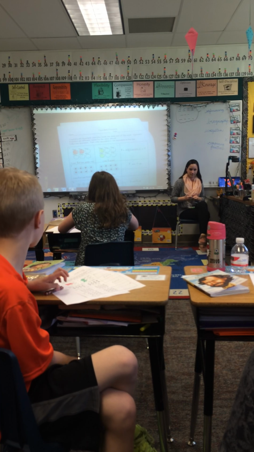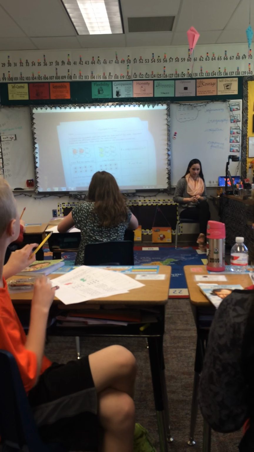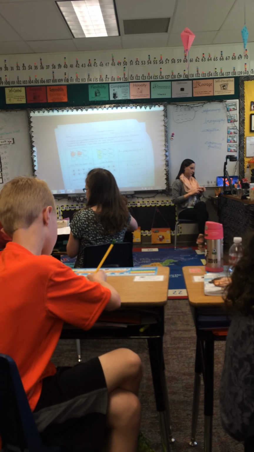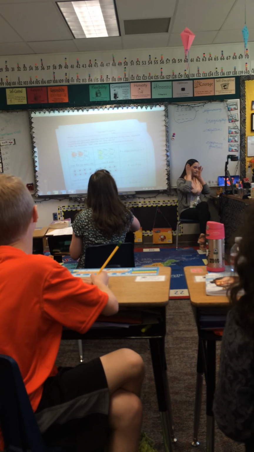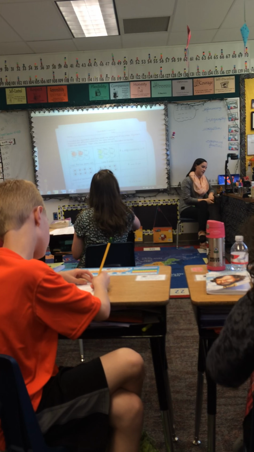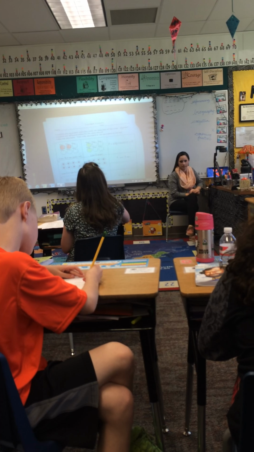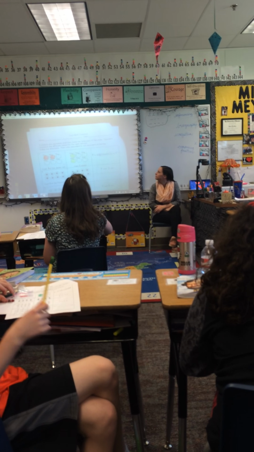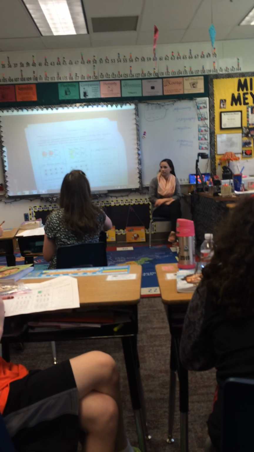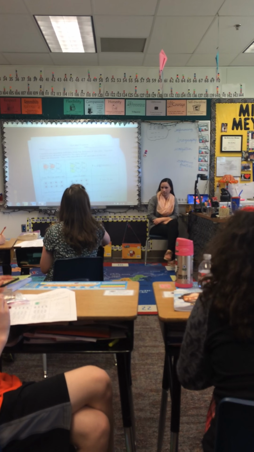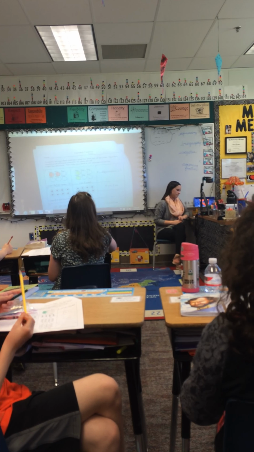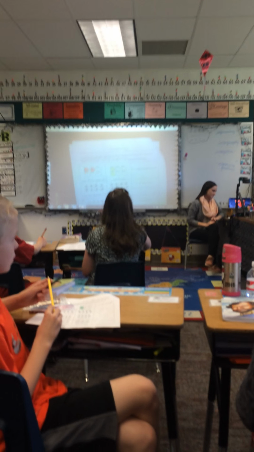Look what she's writing. So 2/6 is also equal to 1/3. You see EQU in equivalent and equal, kind of spelled the same? Equivalent, equal. It also says it right there.